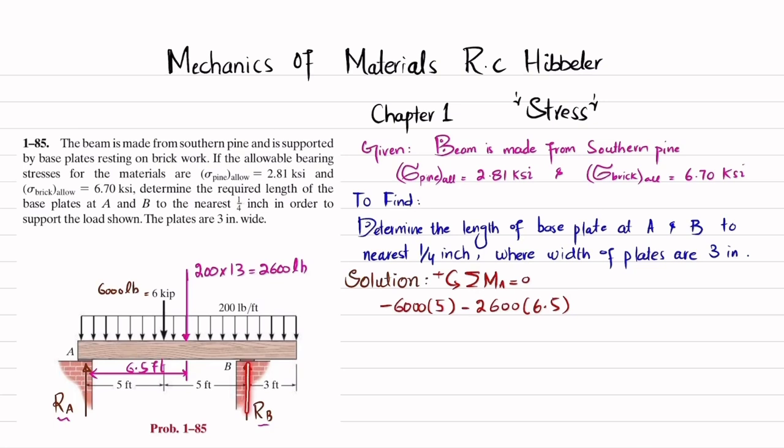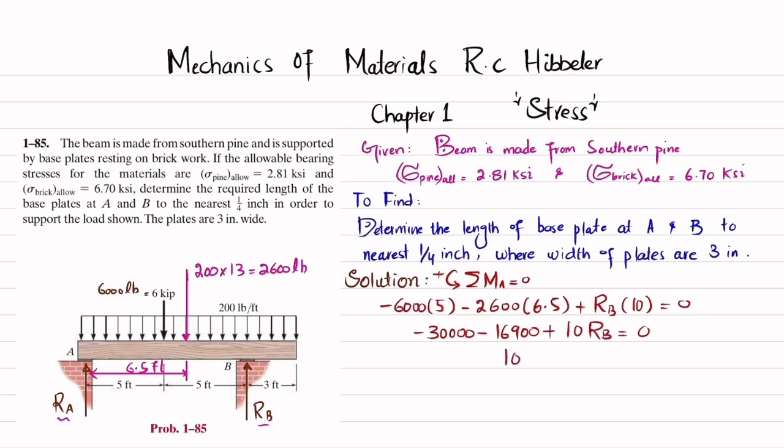And the last load which is producing moment about point A will be Rb, with a perpendicular distance of 10 feet, and this is producing counterclockwise moment, so it will be positive. So I will write plus Rb multiplied by 10. And the sum of all moments about point A must be equal to 0. So from here we will get minus 30,000 minus 16,900 plus 10 Rb is equal to 0.